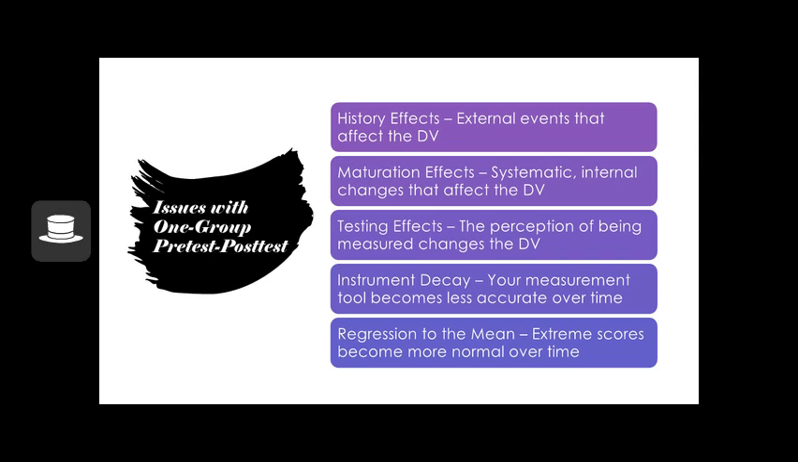Then finally, we have regression to the mean, which is the idea that extreme scores become more normal over time. So let's say I have a really terrible cold, right? So I go to an alternative medicine doctor because I'm sick of Western medicine, and they give me a special tea that's going to help me get better, right? Now, if I have a cold and I do nothing, what is going to happen?